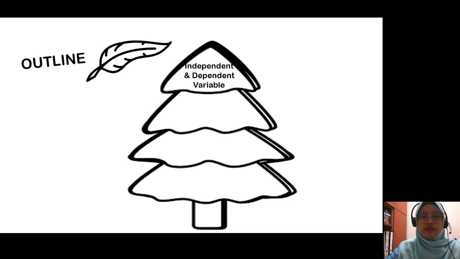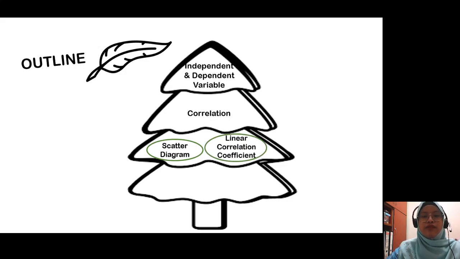But what kind of graph? We have a scatter diagram. So scatter diagram for the correlation method. How to find the correlation between x and y? We have two methods. The first one, by using a scatter diagram, you need to plot a scatter diagram. The second one, you have to find the value of r. R value, which is the linear correlation coefficient.